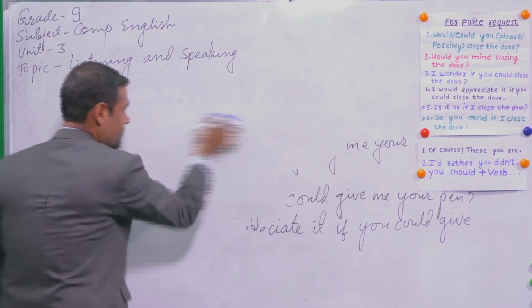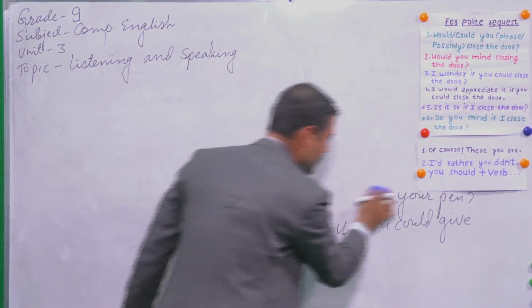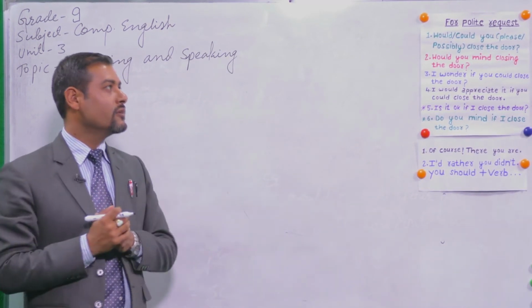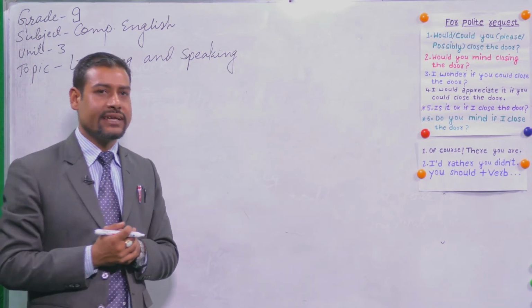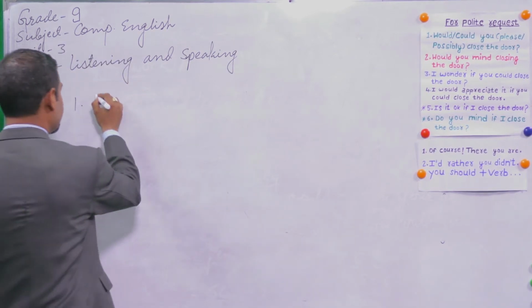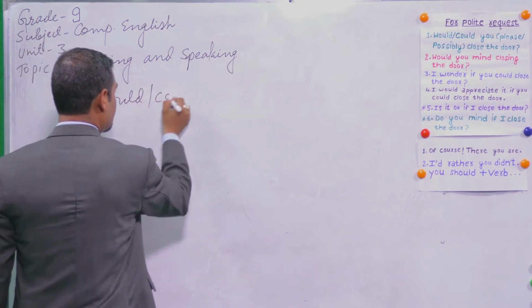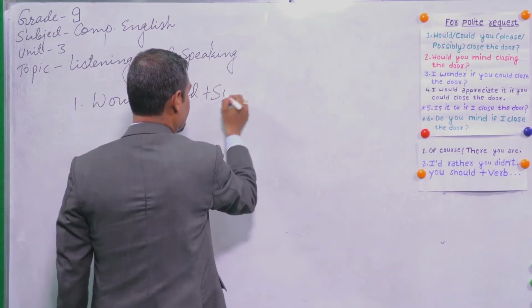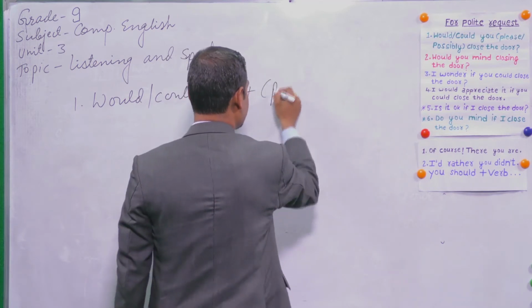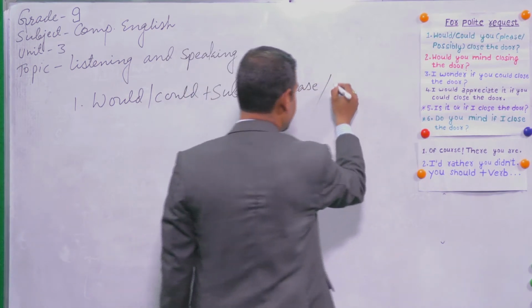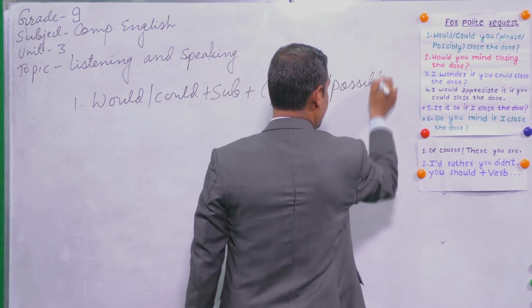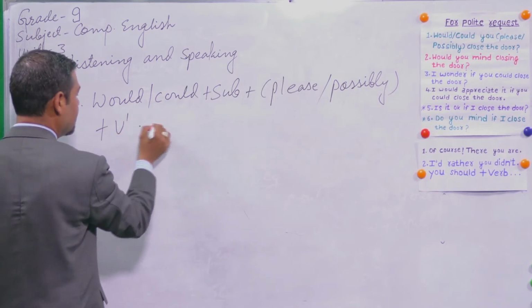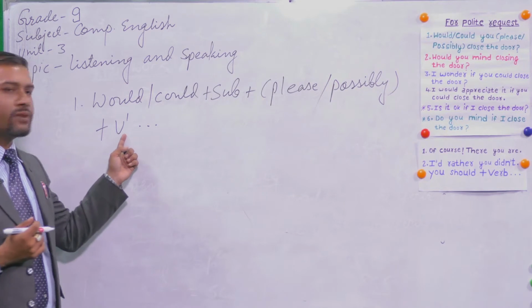Now, your job is to write the structures based on these sentences. What can be the structure of the first one for making a polite request? Yes, you can say would or could plus subject, plus please or possibly, plus verb 1, the infinitive. To your easiness, we say verb 1 plus blah blah blah.